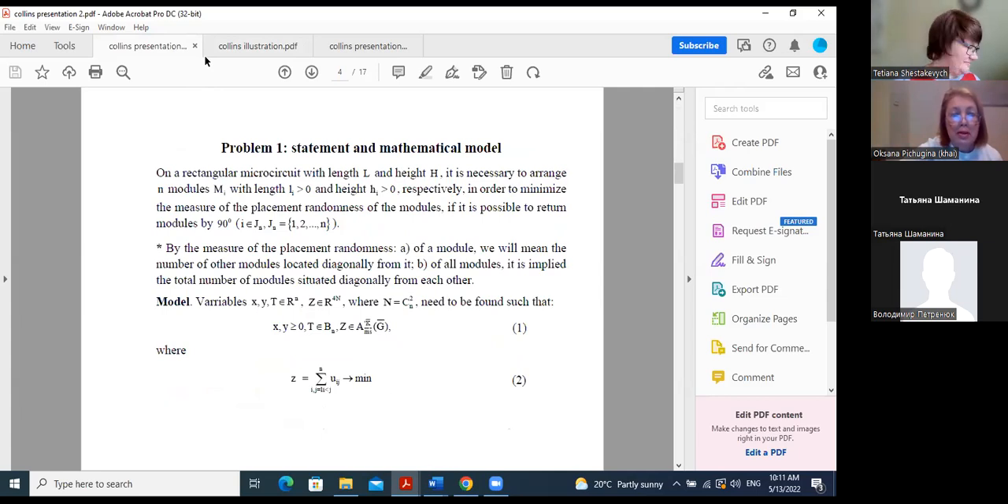So the first problem is the following. On a rectangular microcircuit with length L and height H, it is necessary to arrange n modules, which form a set M, each with a certain length and height, in order to minimize a measure of the placement randomness of the modules, while the modules can be rotated by 90 degrees. Our goal is to put the modules as much as possible horizontally and vertically, one by one.